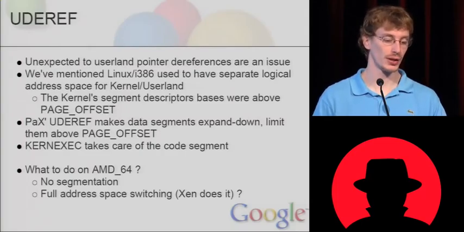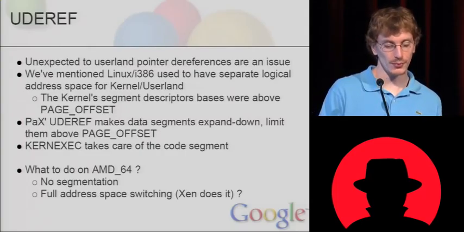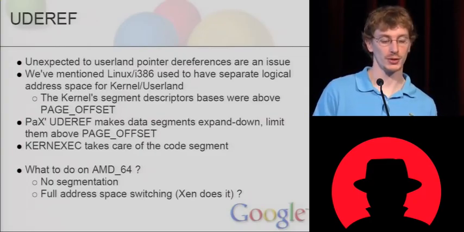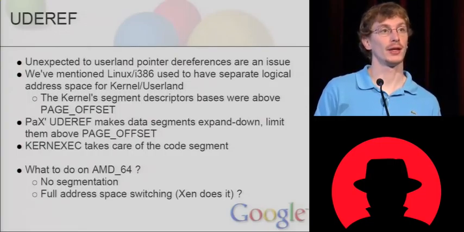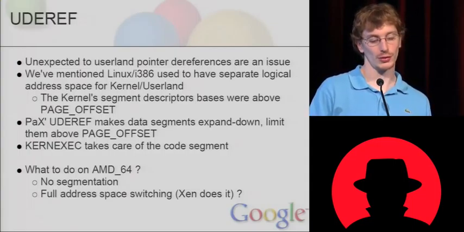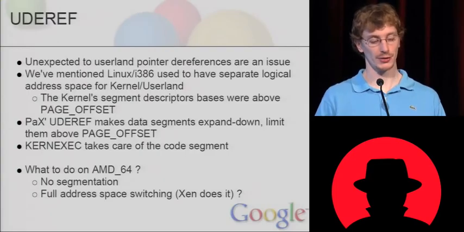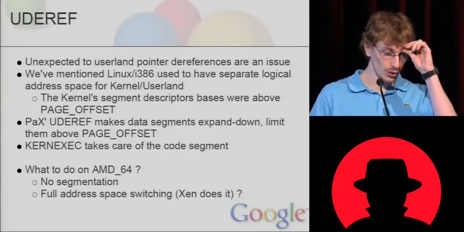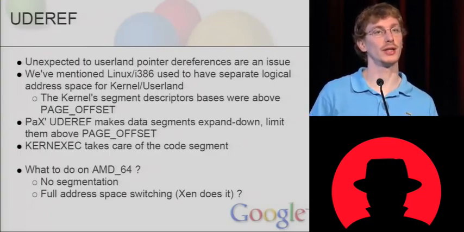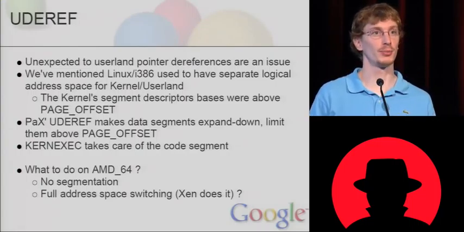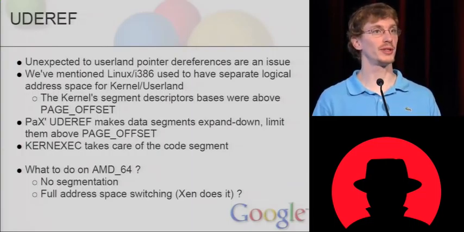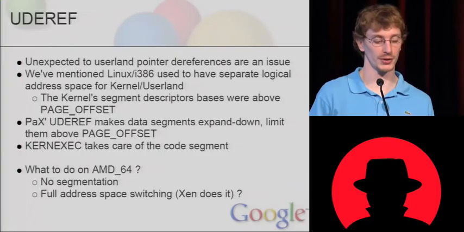Something else to protect the kernel is UDEREF. And as we've mentioned, unexpected to-user-land pointer references are an issue. And I've mentioned before that on Linux, they used to not be exploitable thanks to segmentation. And so the idea behind UDEREF is very simple. It's just to make the kernel's data segment descriptor expand down and put its limit above userland code. The problem is, what can you do on 64-bit systems, since for most of it, segmentation is not there anymore.